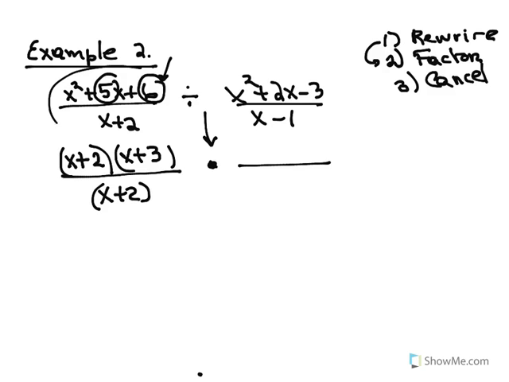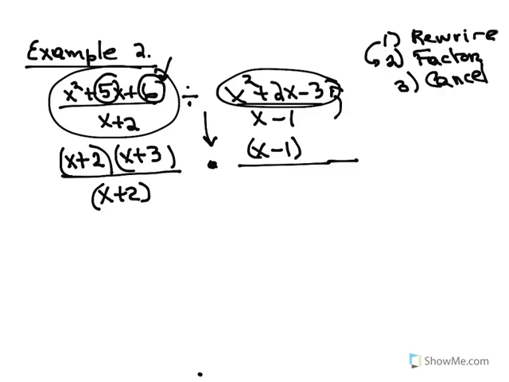So I rewrote the first fraction, and now I'm going to flip, right? X minus 1 goes at the top, and at the bottom I'm going to have x squared plus 2x minus 3, and I'm going to write it in factored form. So I have x and x, and then I have plus and minus, plus 3 and minus 1, right? 3 minus 1 is 2, 3 times negative 1 is negative 3.